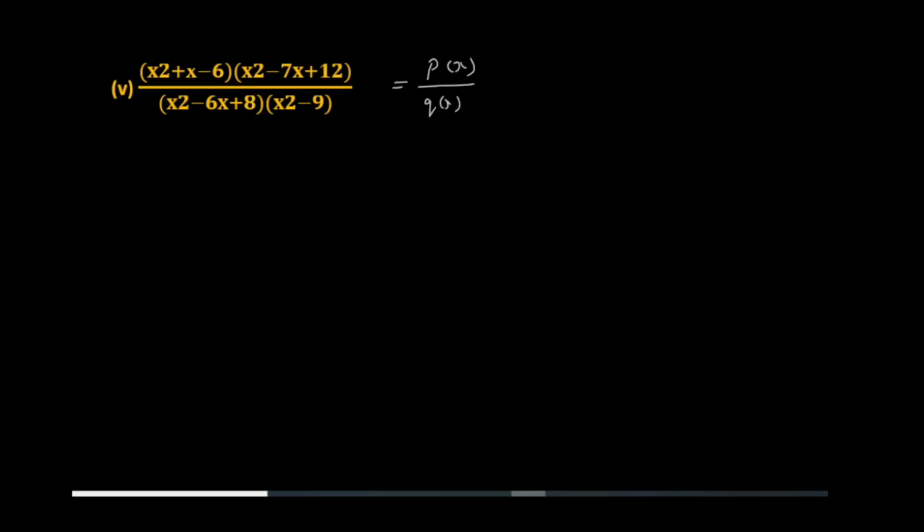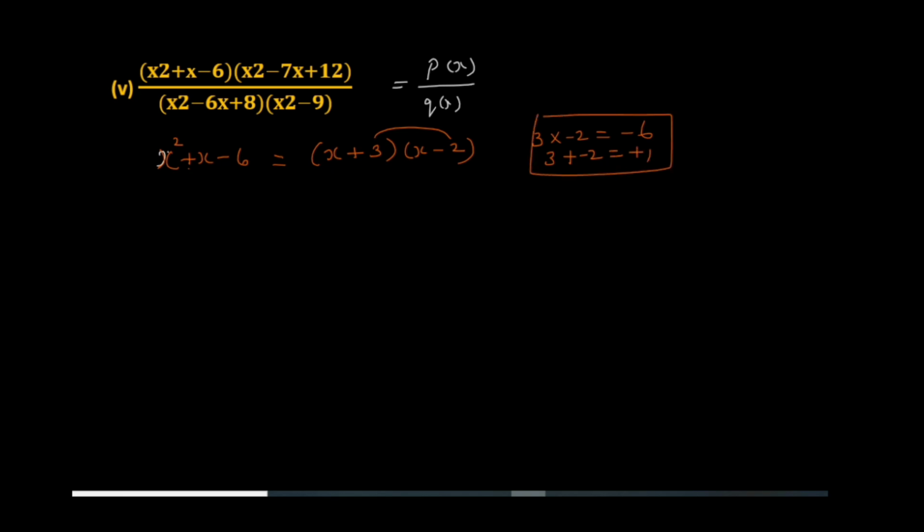Here four polynomials are there. We will see one by one. First polynomial, x squared plus x minus 6. So the product is minus 6, sum is plus 1. It can be split as x plus 3 into x minus 2. When we are multiplying, you will be getting minus 6. 3 into minus 2 is minus 6. 3 plus minus 2 is plus 1. So we are choosing the integers 3 and minus 2.